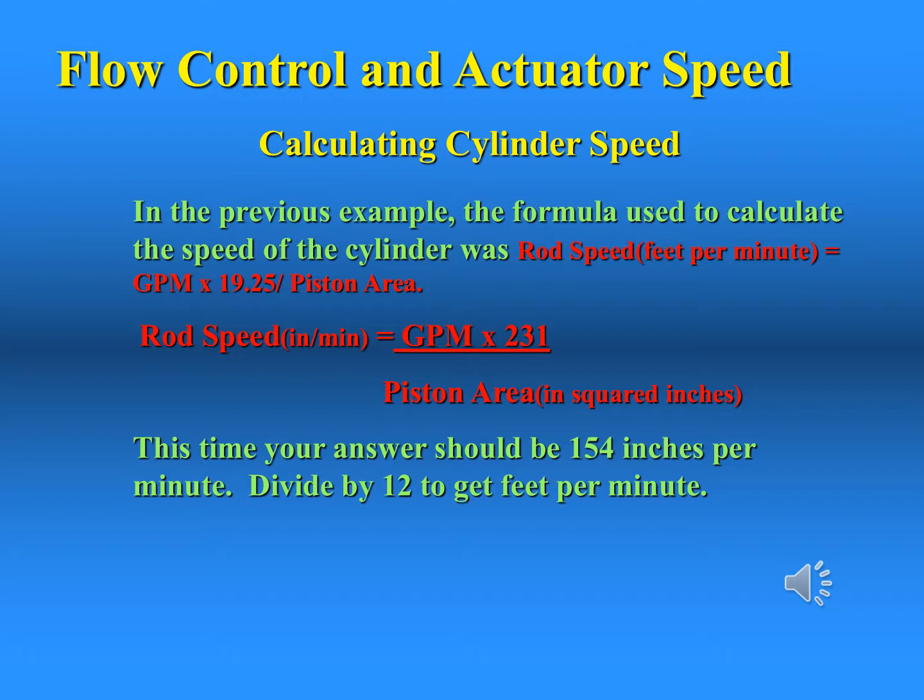GPM is gallons per minute. GPM may mean the flow rating of the pump, or it can be made up for the purpose of predicting speed. The area is calculated by taking the diameter of the cylinder bore and multiplying it by itself and then by 0.7854. The area can also be given as in the case on the next slide.